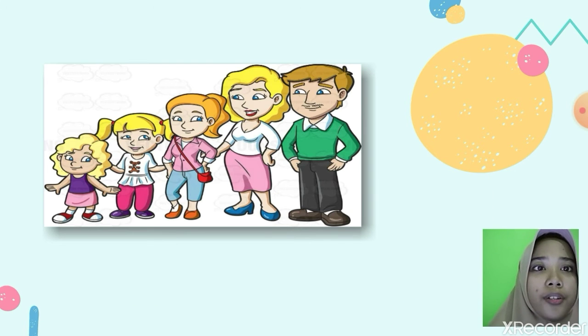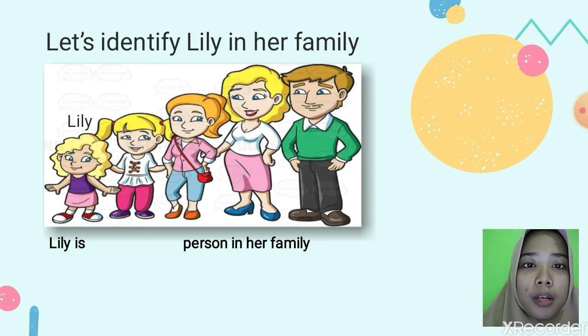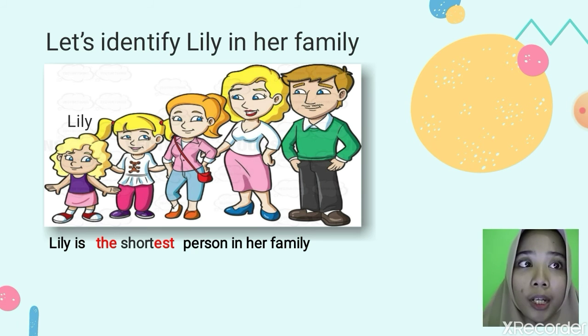Next to the other example, and let's identify Lily in her family. And this is Lily, and we know that this cute girl has a short height, and there's a sentence here: Lily is blah blah blah person in her family. We can put the shortest. Lily is the shortest person in her family. Or in bahasa we say Lily adalah orang yang paling pendek di keluarganya.